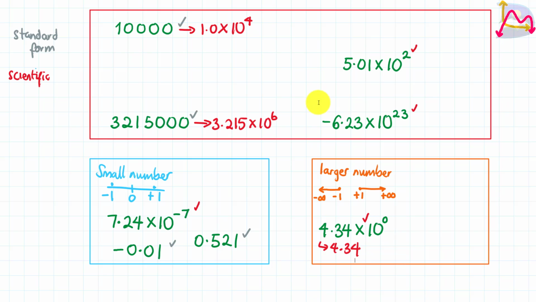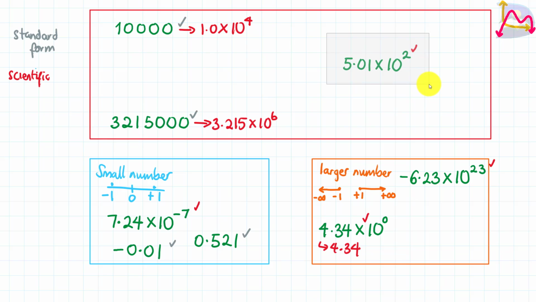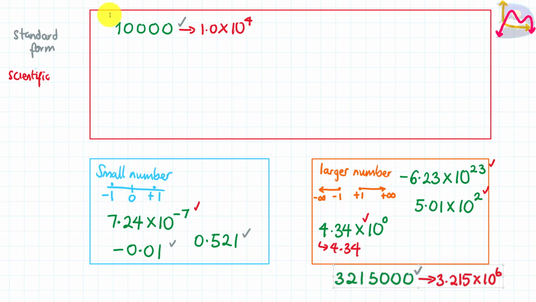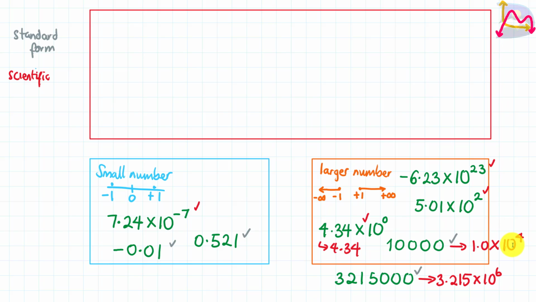The other ones here, for example this negative value, is really large, so this is automatically a large number. Another one here is 5.01 times 10 to the power of 2. The exponent of our 10 is 2, a positive value, so it is automatically a large number. This here has the 10's exponent as a positive value, which is 6. It is classified as a large number. And finally, this here is classified as a large number because our 10's exponent is 4, which is a positive value.